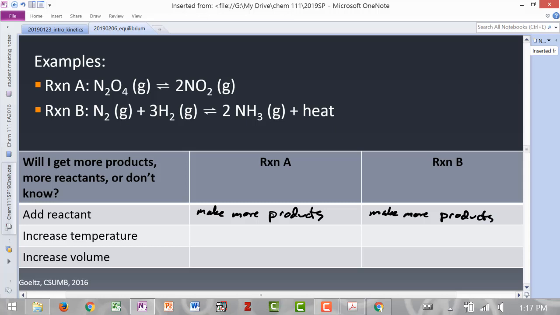Reaction B, increase temperature: more reactants. Why would you say that? Heat is a product, and by increasing the temperature, I add heat, that's like adding a product. It is adding a product. Shift the reaction to make more reactants. Totally right.